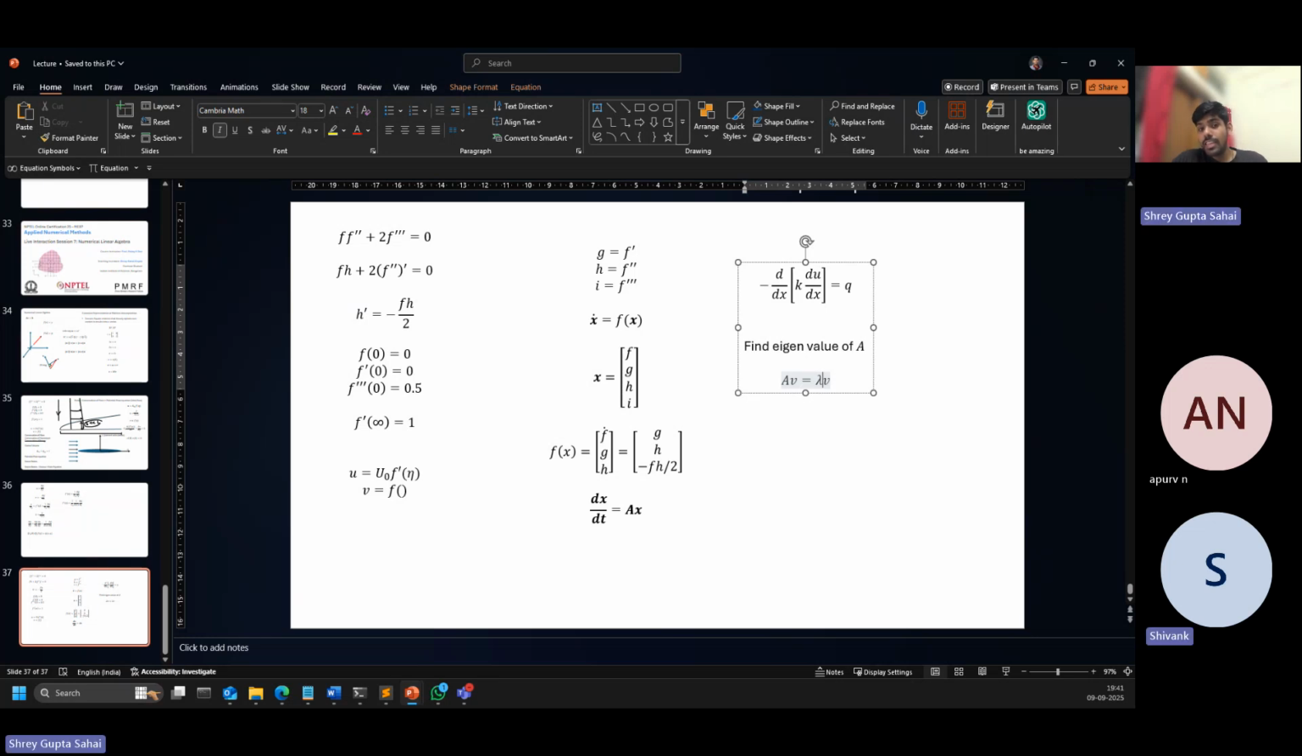But the important thing is that a matrix will have a set of eigenvectors, right? In that direction, how much scaling does that vector do?